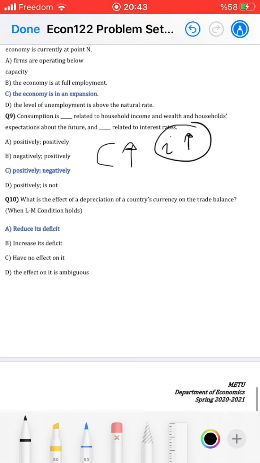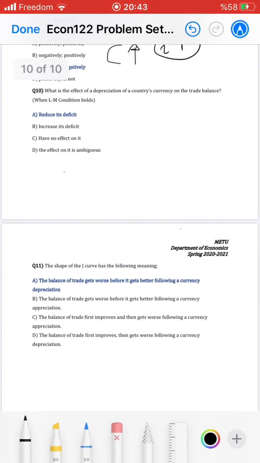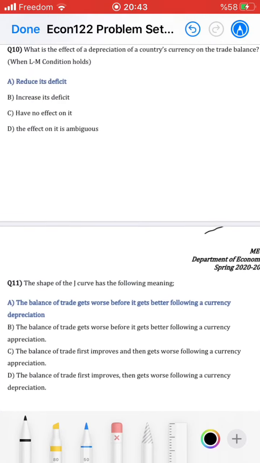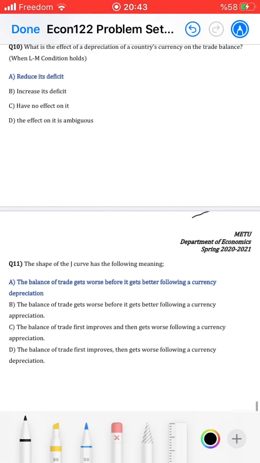Question 10. What is the effect of a depreciation of a country's currency on the trade balance? We talked about it in our problems before, so I'm not going to go into details about it. It will reduce the deficit. Question 11. The shape of the J curve has the following meaning. Well, I explained it in the beginning of the video, so I won't explain now. It is the balance of trade gets worse before it gets better following the currency depreciation, or we can say it gets worse in the short run and gets better in the long run.